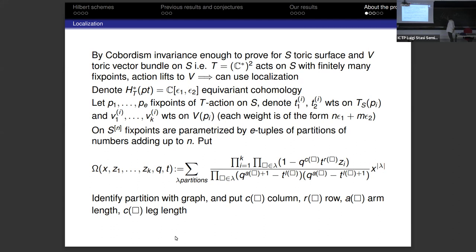Have you done any equivariant computations like that? My student is trying to do something like that. Okay, I understand. No, we haven't done that. Thank you.